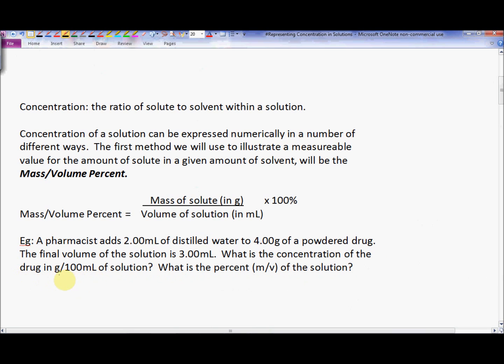Sorry, we're going to skip this question. Okay, just ignore that. What is the mass percent? What is the percent mass volume of the solution?